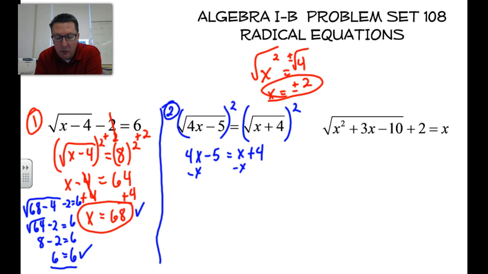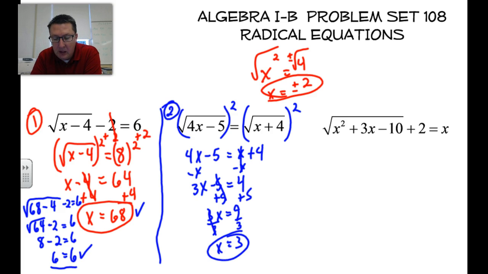We subtract x from both sides. We get 3x minus 5 equals 4. Add 5 to both sides. 3x equals 9. Divide both sides by 3. X equals 3. That should be our answer. Now we need to check again.